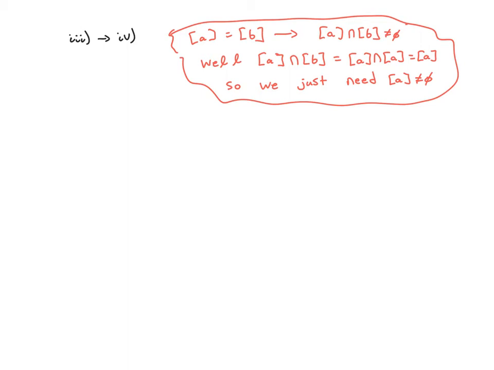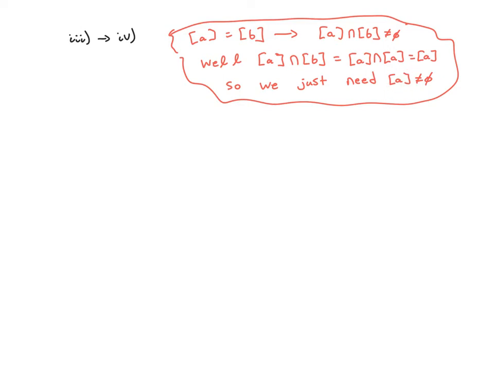Now we are on to the next step. This part is probably the strangest. What do we want to do? We're assuming that our two equivalence classes are equal, and we want to prove that they have a non-trivial intersection. Well, if they're equal, their intersection is just either equivalence class. So what does it mean for the intersection to be non-empty? Well, we just need to show that the equivalence class is non-empty.